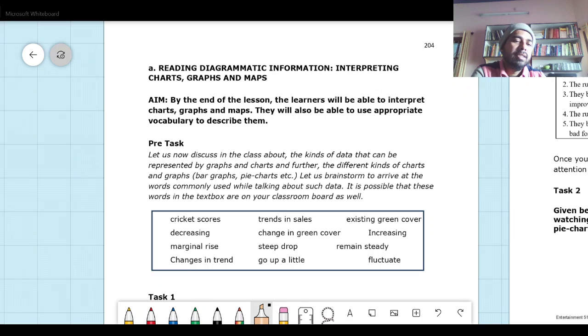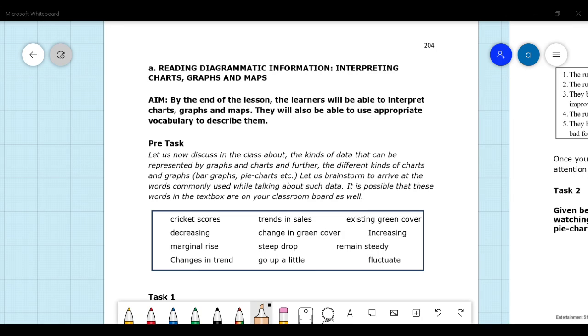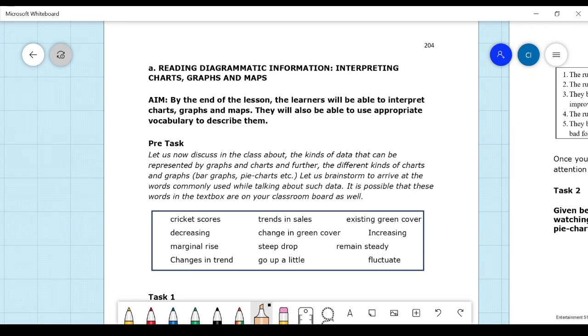So let's begin this sweet morning with a session on reading and writing, because that is what we have been concentrating upon. Here it is. The end of the lesson will teach you how to interpret charts, graphs, and maps, and how they are always used to describe things.